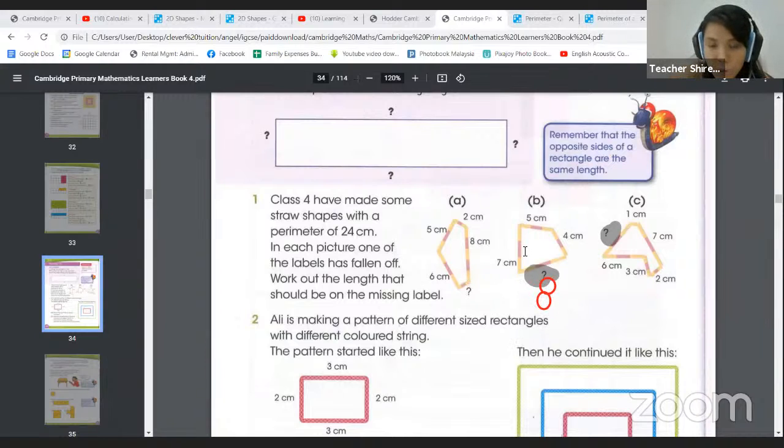Okay, let's do it together. Question B, all right? You know, all together, it's going to be 24. So you want to find out the missing number. So you take 24 minus 7 minus 4 minus 5. But this is a little bit complicated, so you just make 24 minus 7 plus 4, you get 11. 11 plus 5, you get 16. So 24 minus 16 is 8 cm.